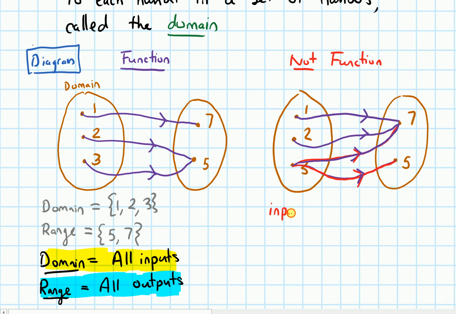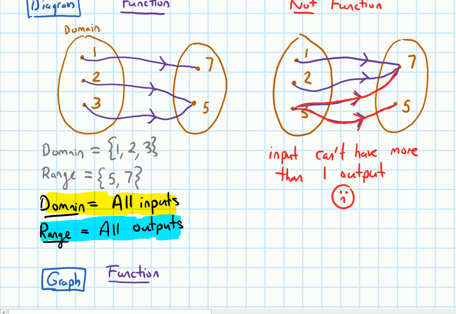So one input can't have more than one output. When that happens, it is not a function. So it's fine if there's one output like 5 that corresponds to 2 different inputs, or even more than 2 different inputs. But I can't have one input that is assigned to more than one output. If I do, it's not a function.